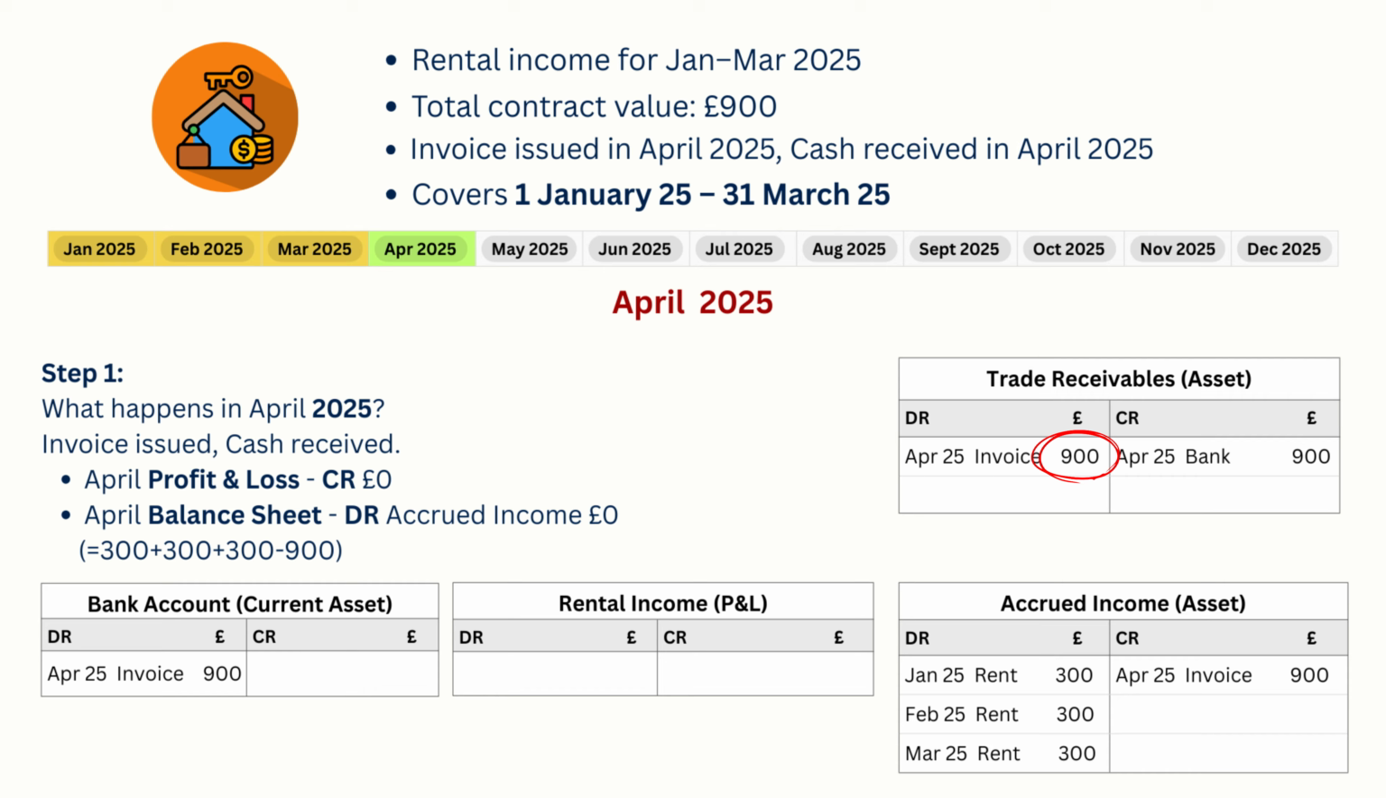The invoice is raised and the cash is received. All of the income was already recognised earlier when it was earned in January, February and March. So instead of affecting profit, April only affects the balance sheet. When the invoice is raised, the accrued income is no longer needed because the income has now been formally billed. So accrued income is cleared down to zero. When the cash is received, the customer pays what they owe. That means bank increases by £900 and trade receivable is cleared.